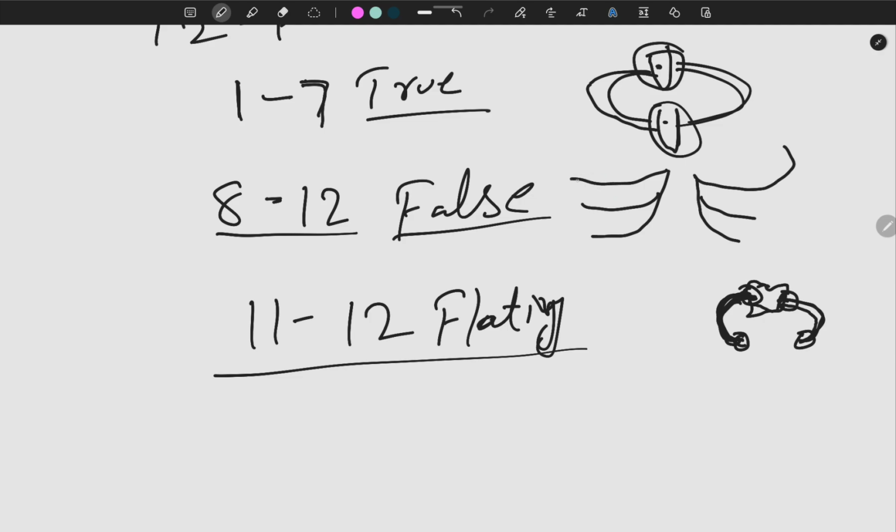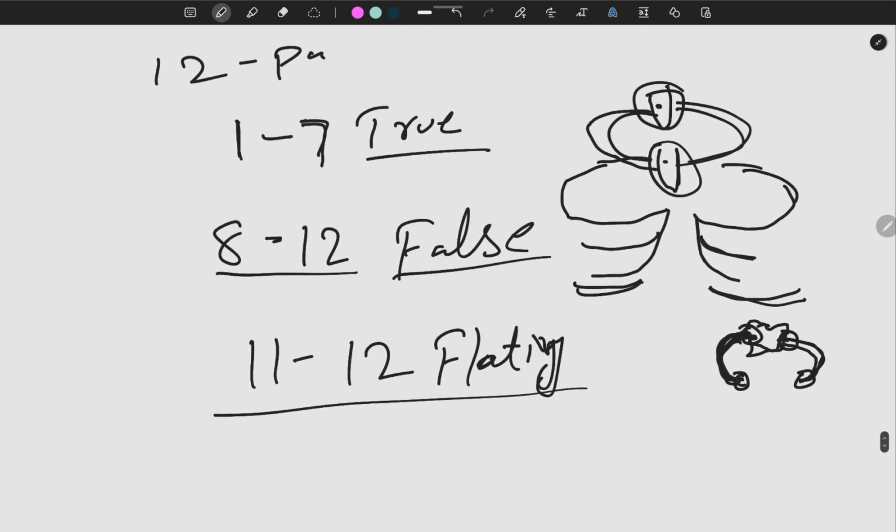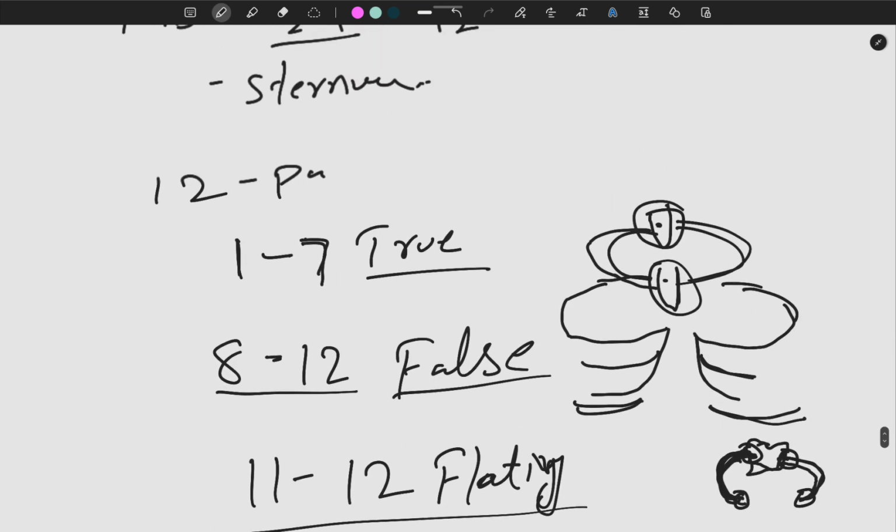So these ribs are called false ribs. In the floating ribs we have no connection in front, only at the back side they connect with the vertebral column. So these are the ribs.